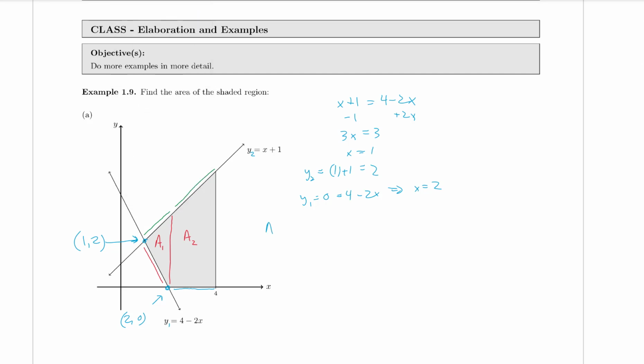Area 1 here can be found by calculating the integral from 1 to 2. If I'm integrating in terms of x, our x boundaries are 1 and 2, and our top bound is going to be x plus 1, and our bottom bound is going to be 4 minus 2x, and those are the lines for y2 and y1. Now, how do I know to do the subtraction?